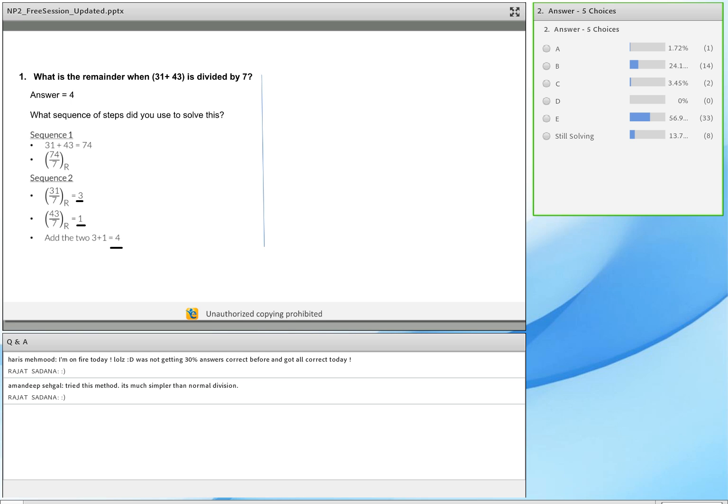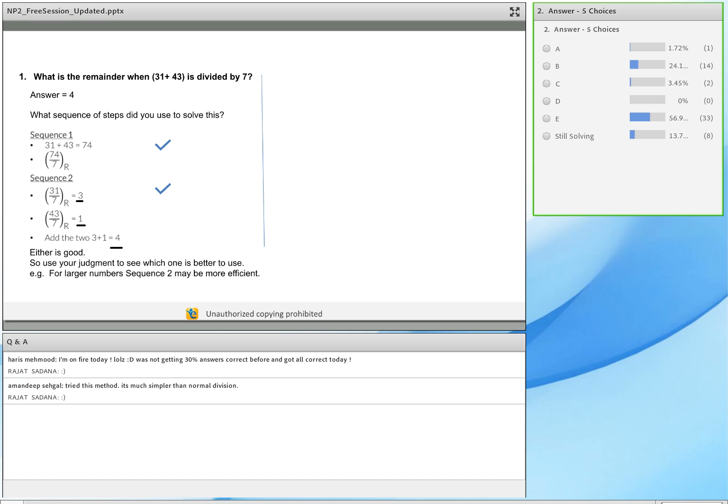Now, which of these two approaches is correct? In this case, either one is correct because 31 plus 43 is not that big a number, but when numbers start to get big, the second approach is much better. For larger numbers, approach 2 is a lot more efficient and a lot less error prone. So that's the concept of addition of remainders.